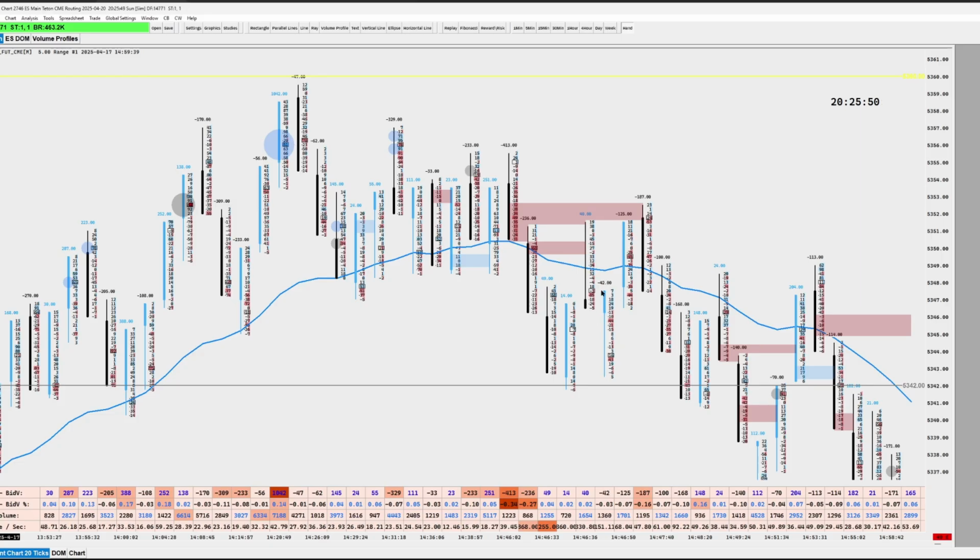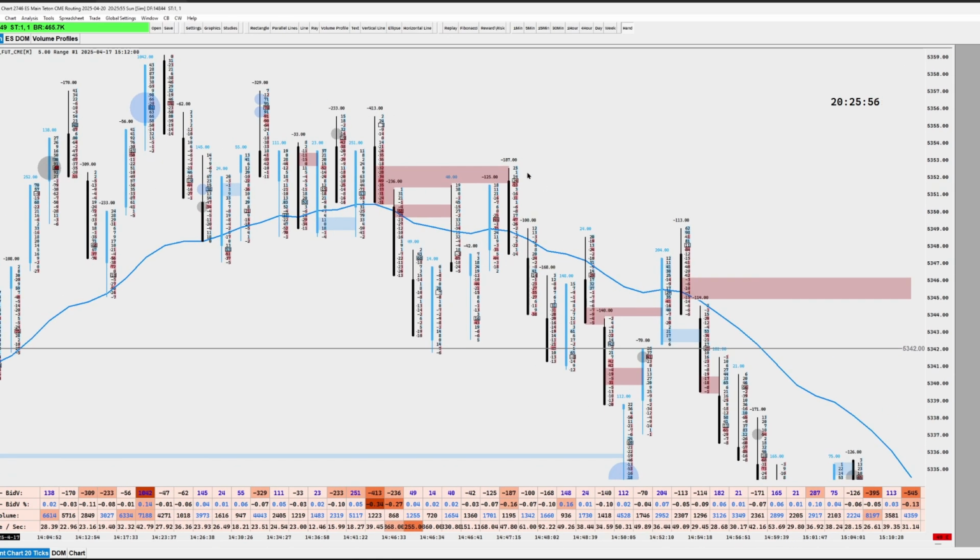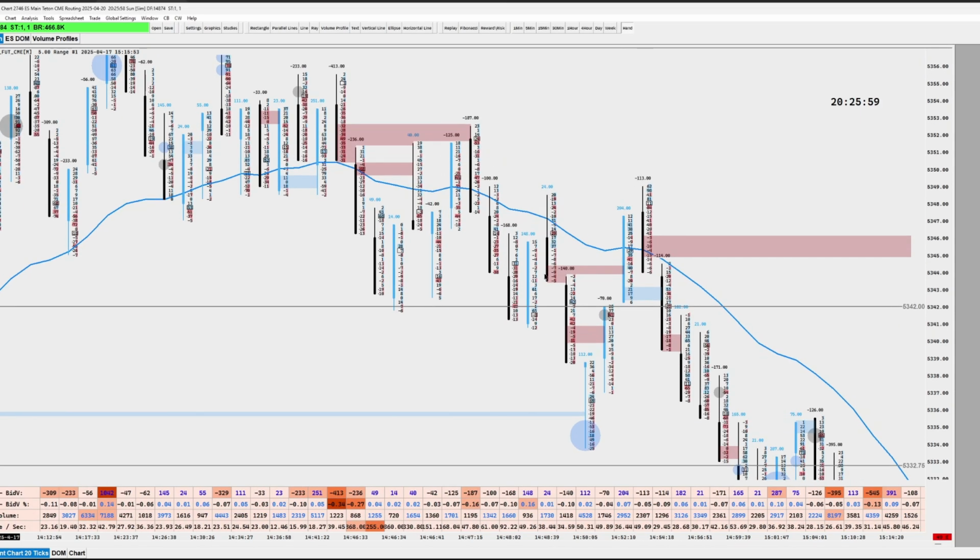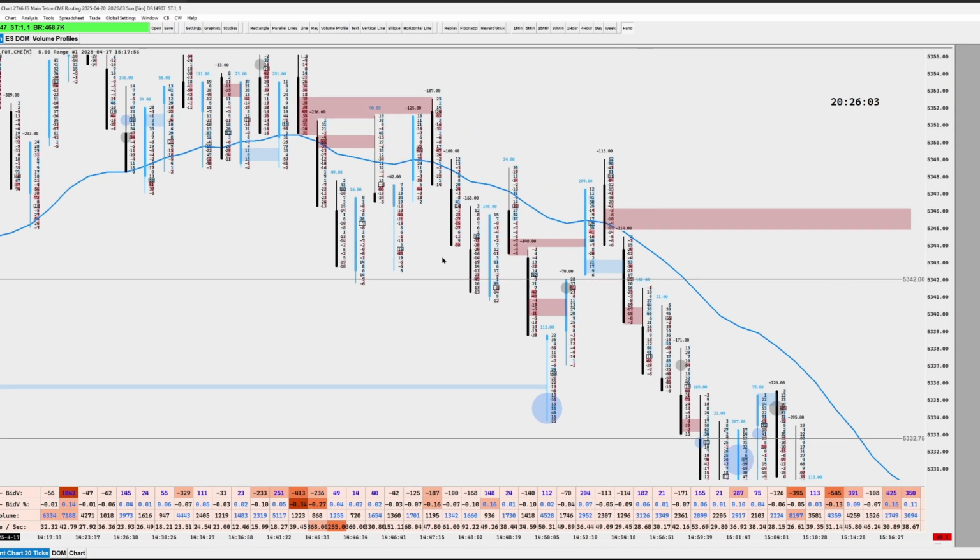See, look, blue candle, black delta, negative delta. Blue candle, negative delta. Right here, negative delta. This is where you can take an area of interest. Let's see how this acts.